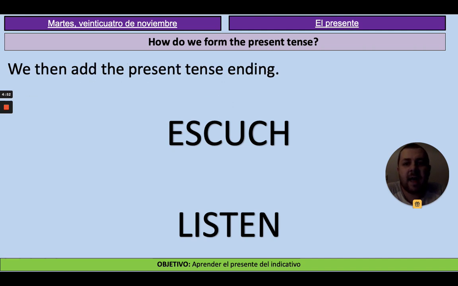So we then add the present tense ending. So to show an example, escuch. Normally, to say I do something, we add an O to it, so it becomes escucho, which is I listen.